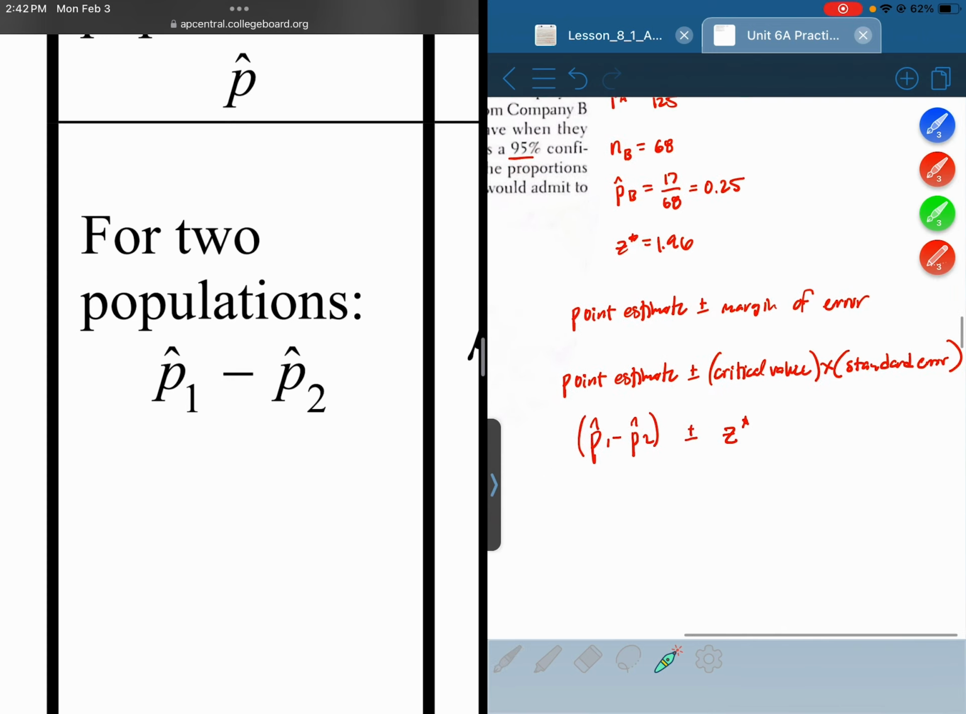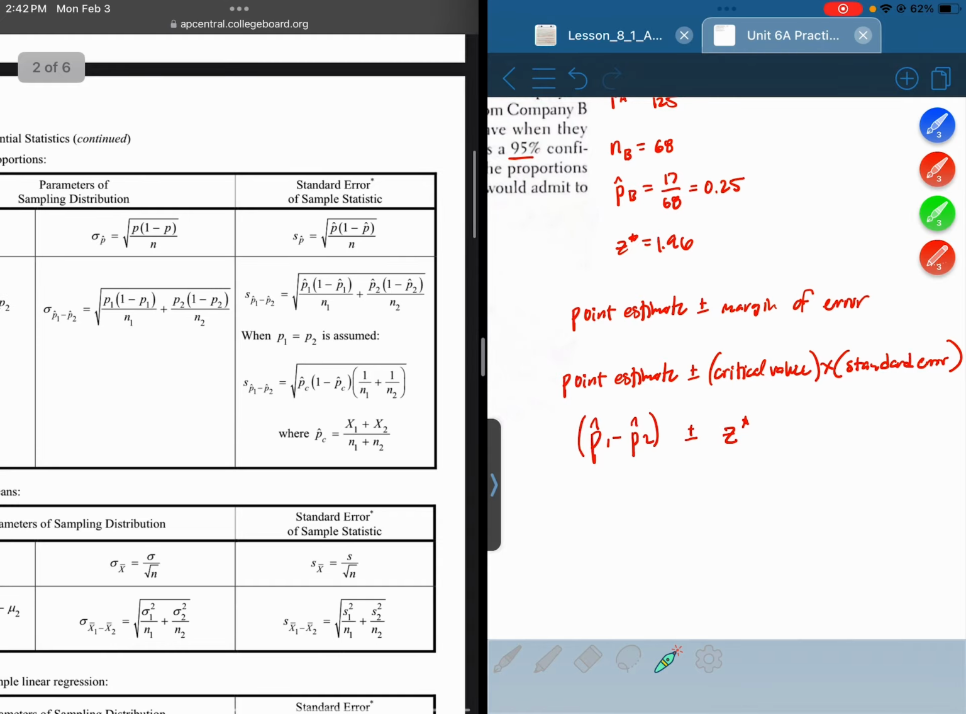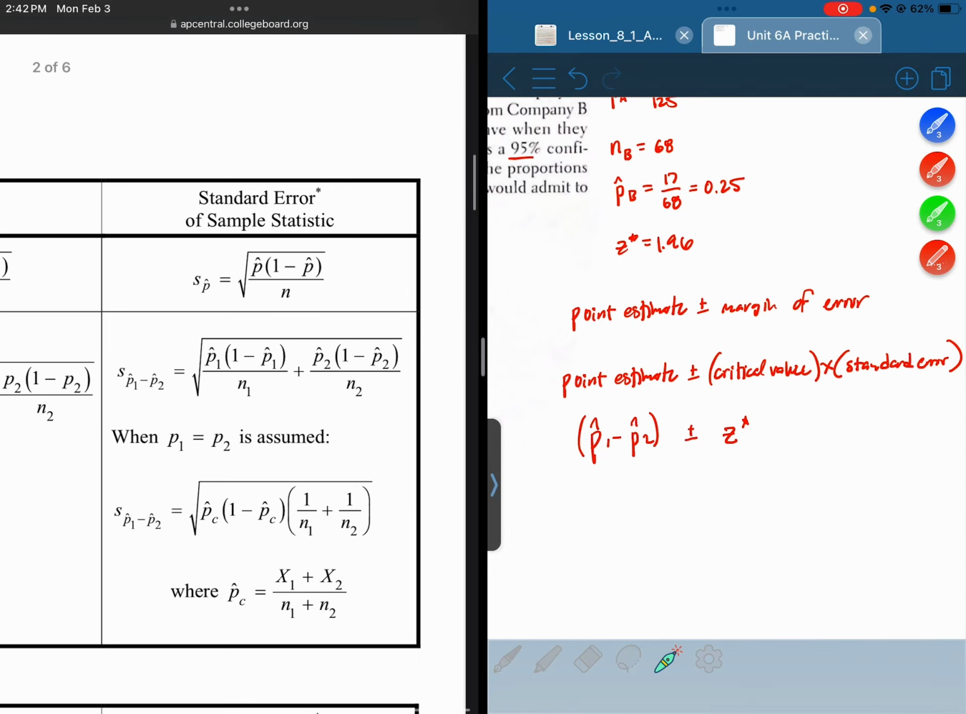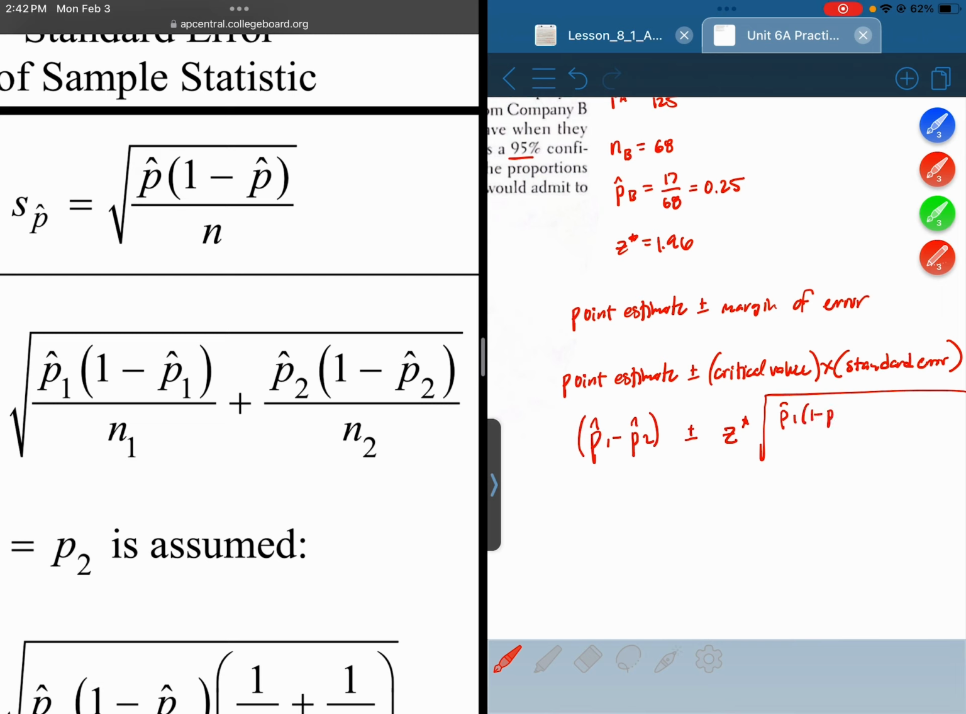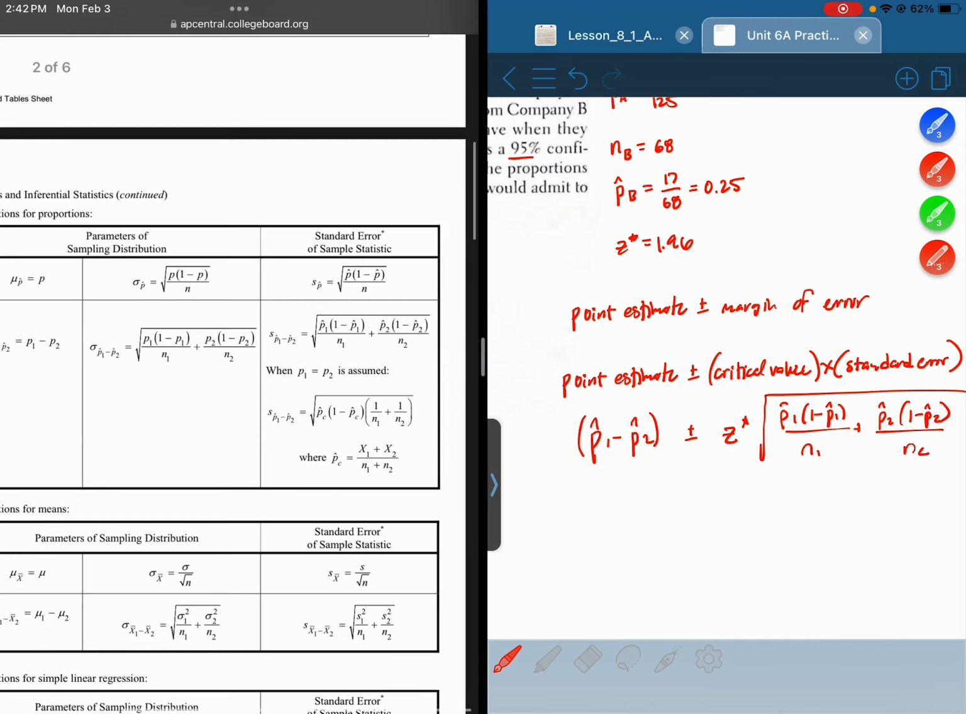And then the standard error, if I look in the formula sheet, over here is a column called standard error, and there's the expression that we want, the one in the center there. So it's the square root of P hat 1 times 1 minus P hat 1 over N1, plus P hat 2 times 1 minus P hat 2 over N2. We just constructed this specific formula by looking up the little bits and pieces on the formula sheet.